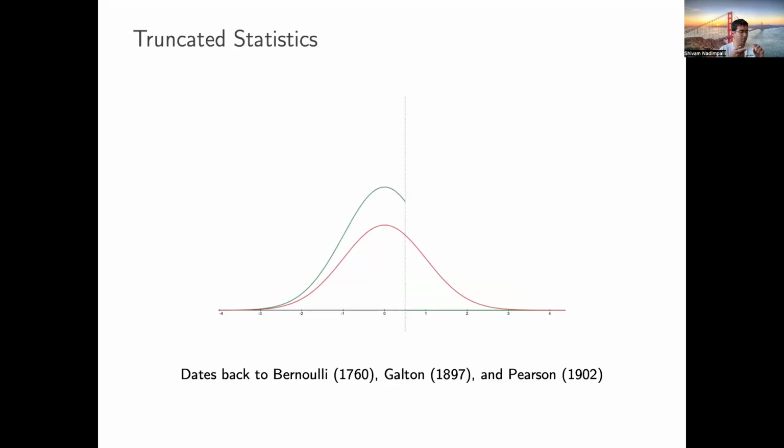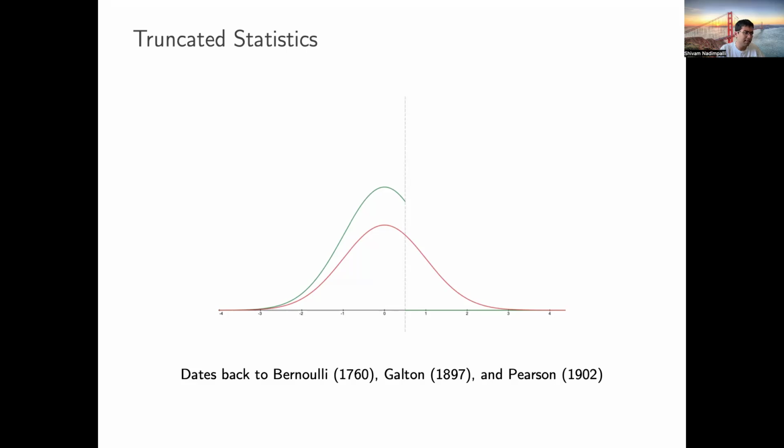As a concrete example, the red curve here is just the PDF of a standard Gaussian distribution in one dimension. And the green curve is obtained by conditioning the Gaussian to lie on points which are less than 0.5. You get the green curve by renormalizing the PDF so that it integrates to 1.